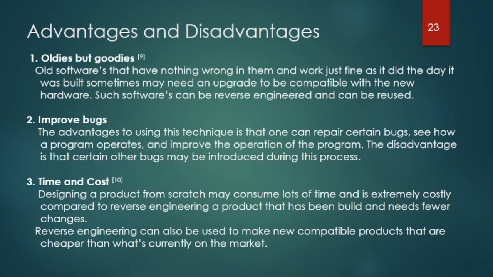Improving bugs. Softwares often have bugs that are improved over a period. These bugs may be encountered by the developer or the user, and fixing these bugs can improve the quality of the product. Reverse engineering can be used to improve these bugs in the code but may also add new bugs in this process. Time and cost. Designing a product from scratch may take longer than reverse engineering a product that has been built and only needs a few changes. Old softwares can be used and modified to save time and cost.